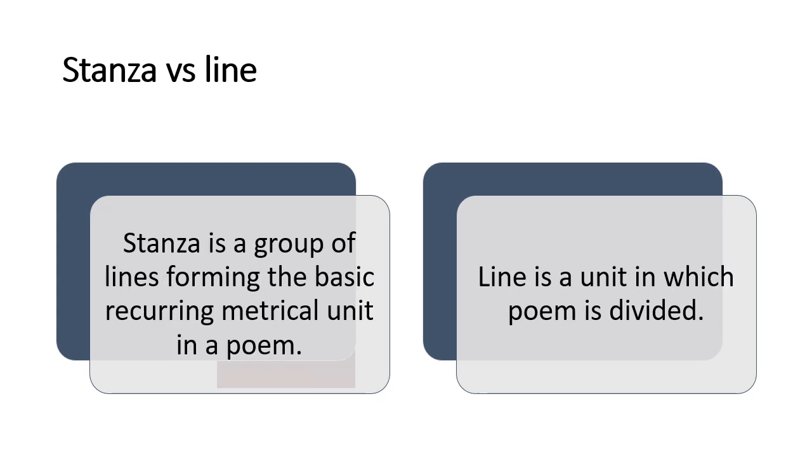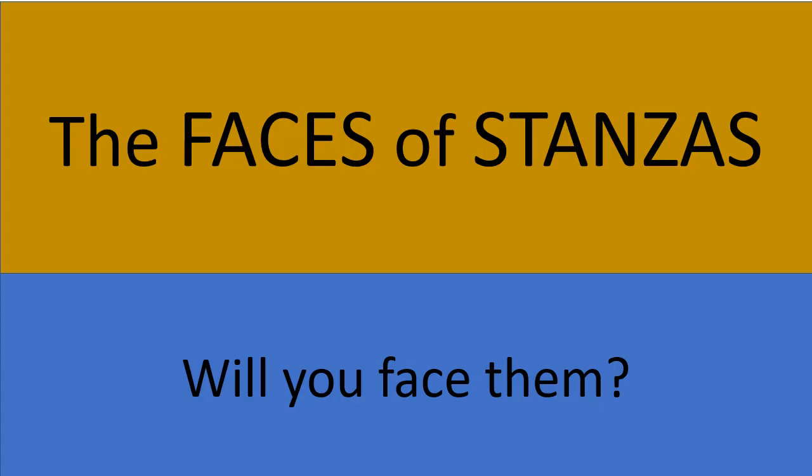Before going farther, let's give a clear definition of stanza and line. Stanza is a group of lines forming the basic recurring metrical unit in a poem, while line is a unit in which poem is divided.